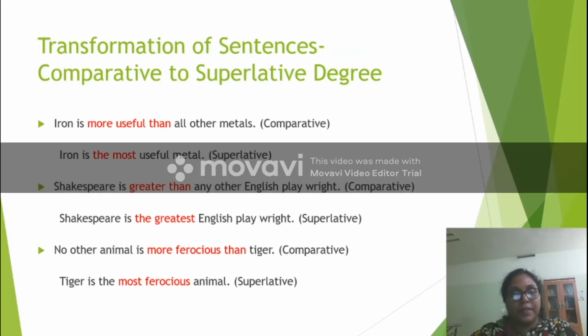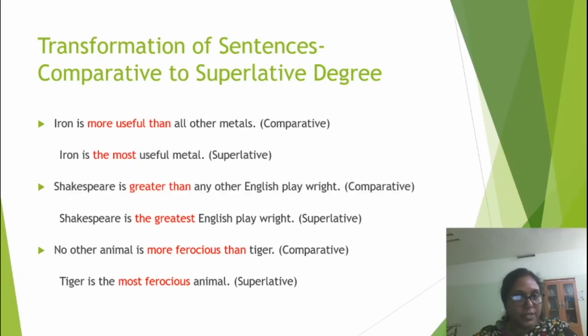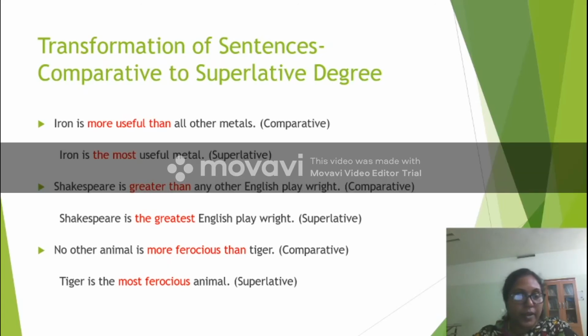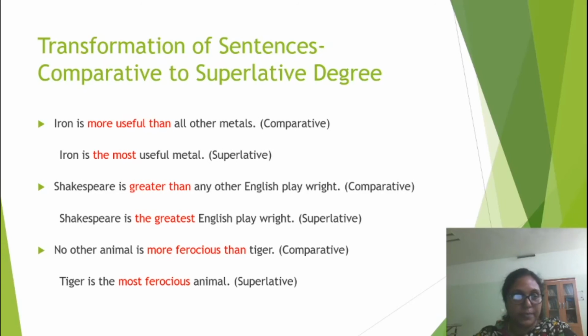Now we will see how we can change comparative to superlative degree. Iron is more useful than all other metals. We know it is in the comparative degree. How can we change it into superlative? Iron is the most useful metal. You have to remember one thing. When you use the superlative, you have to add the plus the superlative form of the word. Iron is the most useful metal.